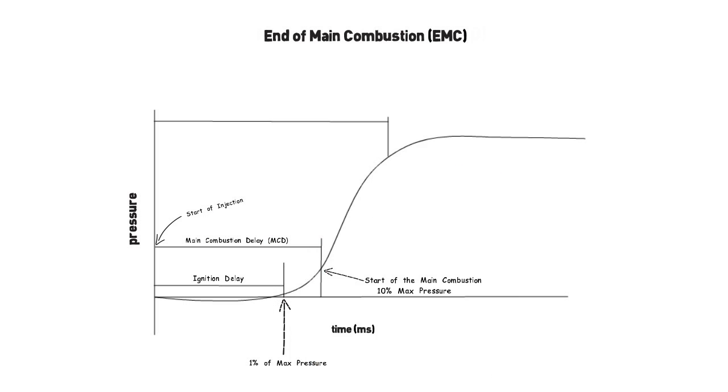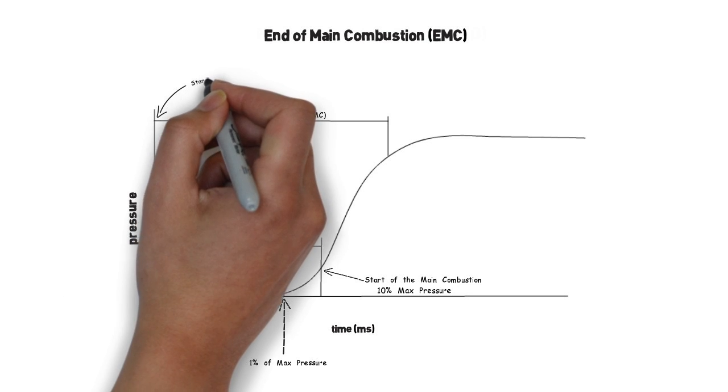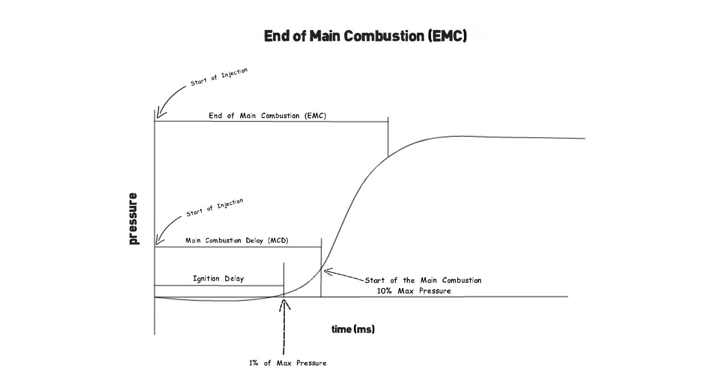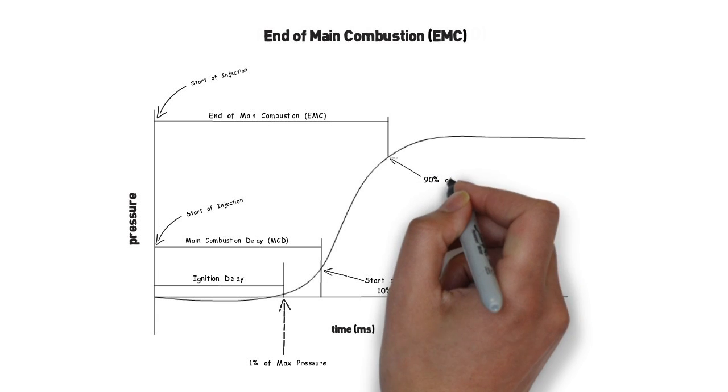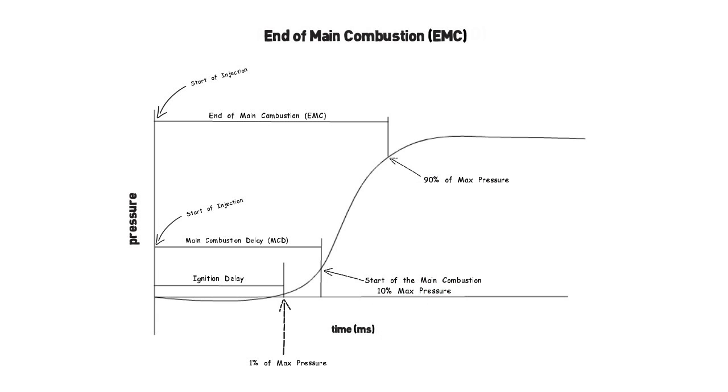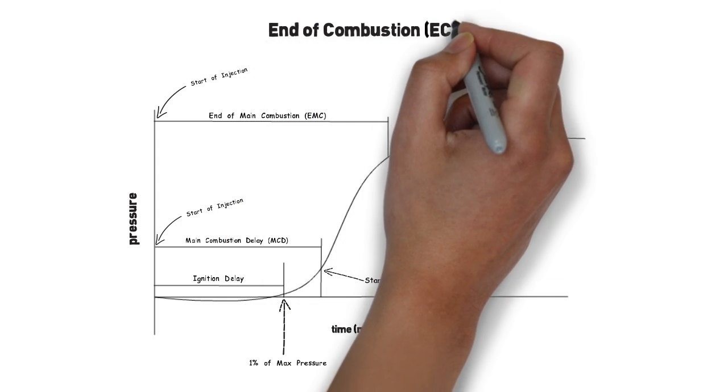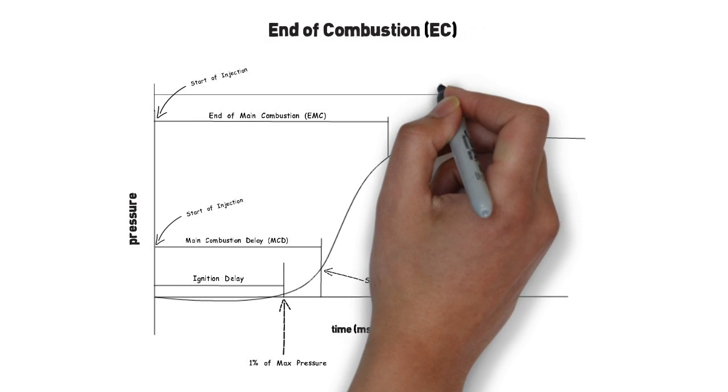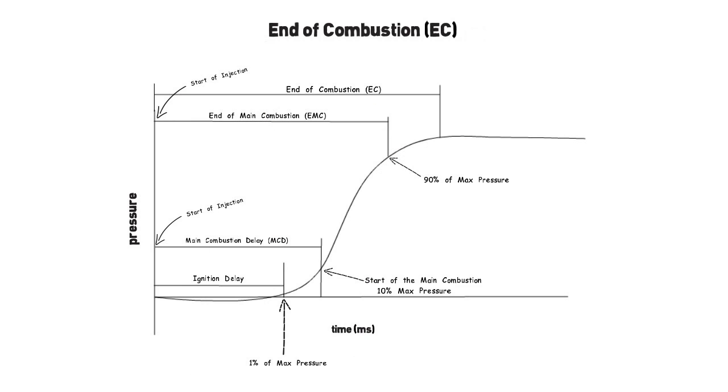The sensors then measure when the main combustion period comes to an end. This is called the end of main combustion, which is the period of time between the start of fuel injection and the point where 90% of the fuel has been combusted. End of combustion, as you will see here on the graph, is the period of time between the start of the fuel injection and the point where the pressure increase as a result of combustion has reached its maximum and has stopped increasing.